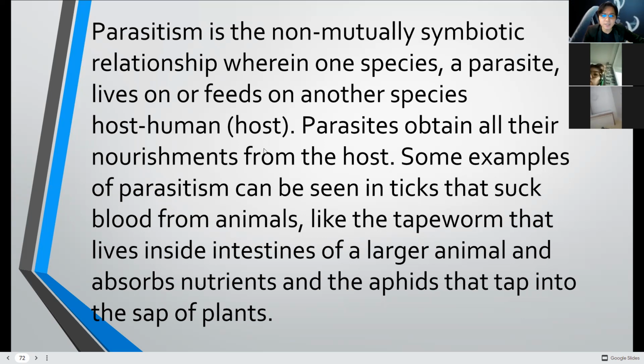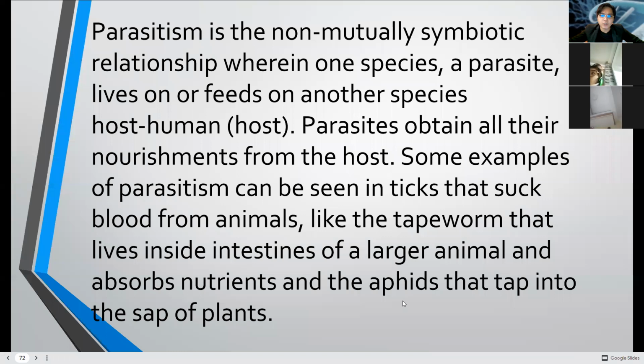Some examples of parasitism can be seen in ticks that suck blood from animals, tapeworms that live inside the intestine of a larger animal and absorb nutrients, and aphids that tap into the sap of plants. One best example of parasitism is the worms living in your large intestine. That's a good example.